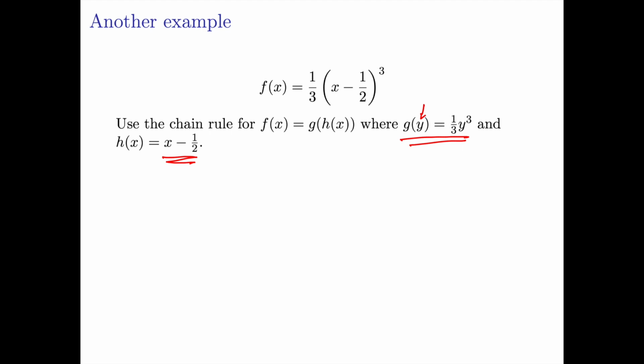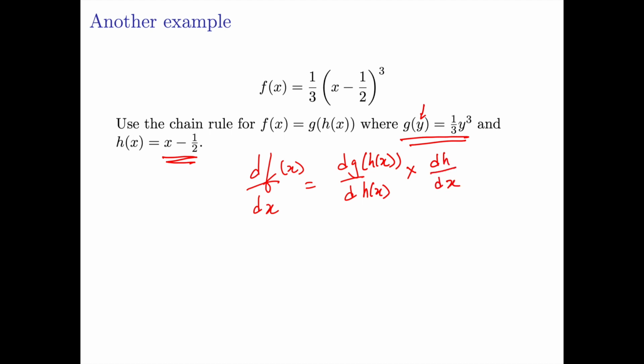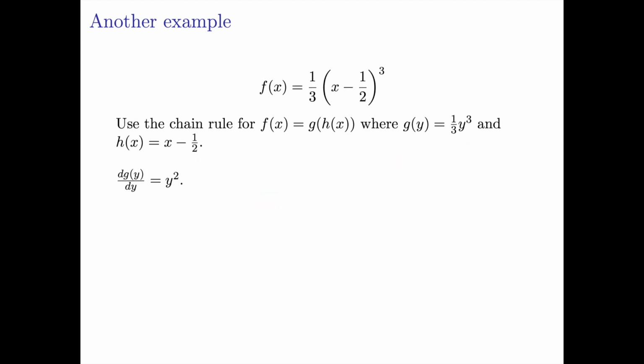Let's remember what the chain rule says. df dx at x is the derivative of g with respect to its argument, which is h of x, evaluated at h of x, times the derivative of h with respect to its argument x, evaluated at x. So we need to calculate the derivative of g, and we need to calculate the derivative of h. Let's look at this. What's the derivative of g with respect to its argument, which I've represented by y? These are arguments, these are variables, so you can call them anything you want.